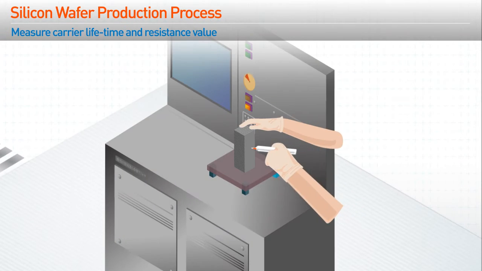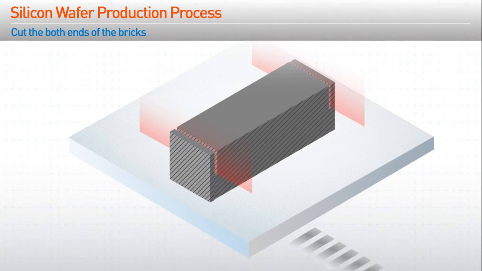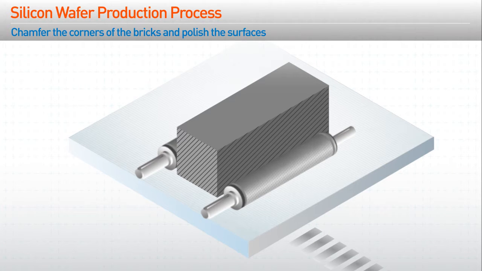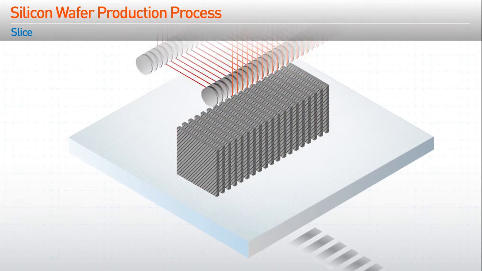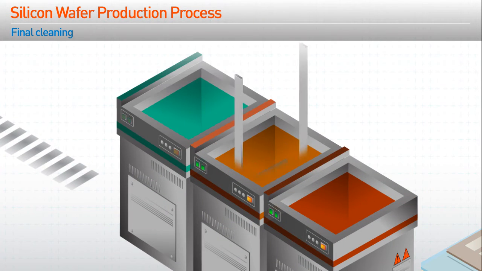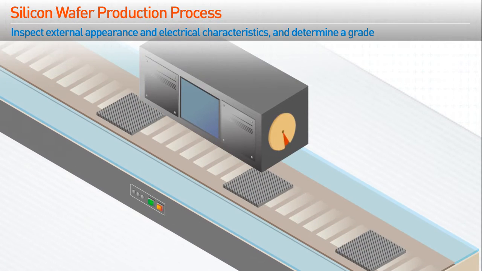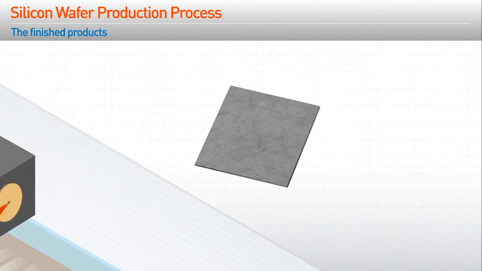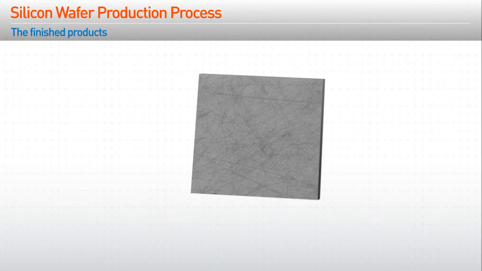Next, carrier lifetime and resistance value are measured. Afterwards, both ends of the bricks are cut, and the corners of the bricks are chamfered. The surfaces are then polished and the bricks are sliced. Next, the final cleaning is performed. After inspecting their external appearance and electrical characteristics, each wafer is graded, and then the completed products are shipped out.